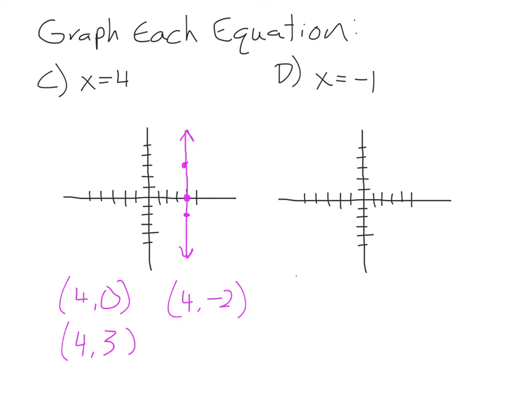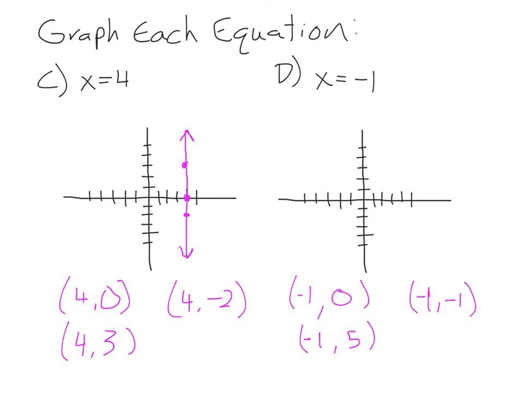D is going to be pretty similar. X has to be negative 1 for this equation to be true. So we can come up with a bunch of different points where the x-coordinate is negative 1, right? Negative 1, 0 would work. Negative 1, 5 would work. Negative 1, negative 1 would work. Because all that matters is that we have a negative 1 to substitute into x. Negative 1 equals negative 1.